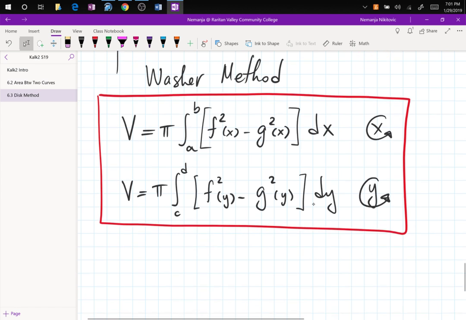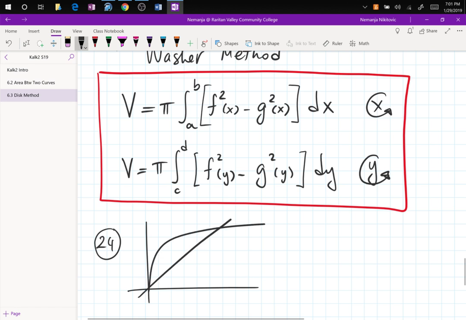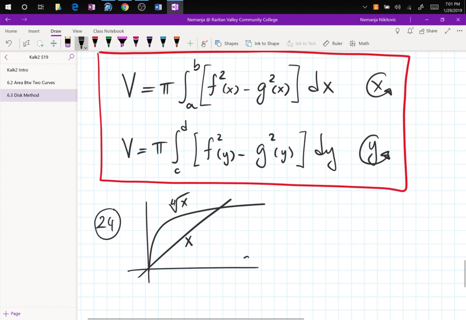All right. An example for washer method, number 24, for you to enjoy. I will draw the picture, we have this, and we have this. The one on the top is the fourth root of x. The one on the bottom is x. And that's all you get. Rotation on the x-axis. So what is the volume of this object when you rotate this area around the x-axis? What is the volume that you would get?